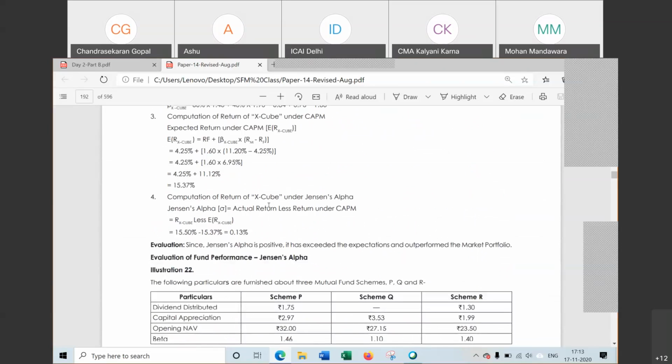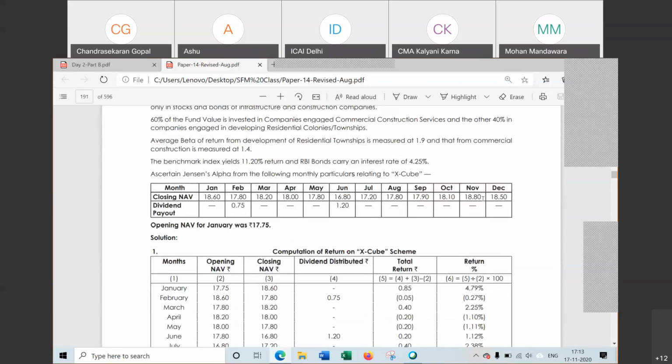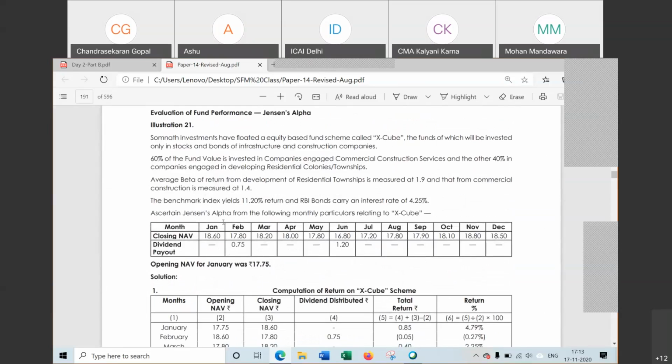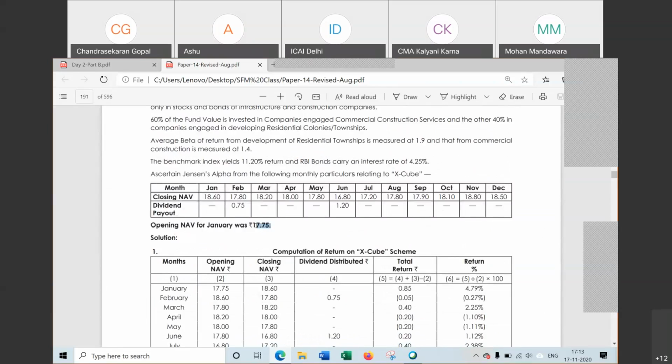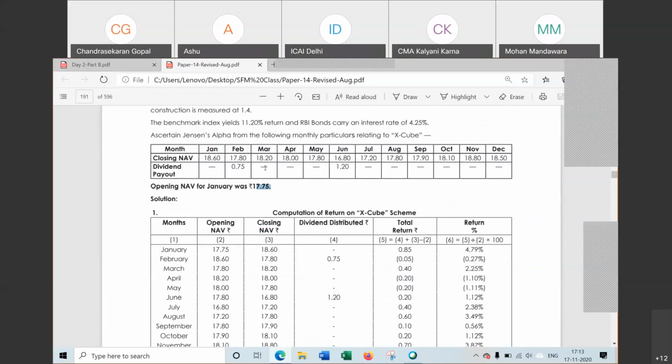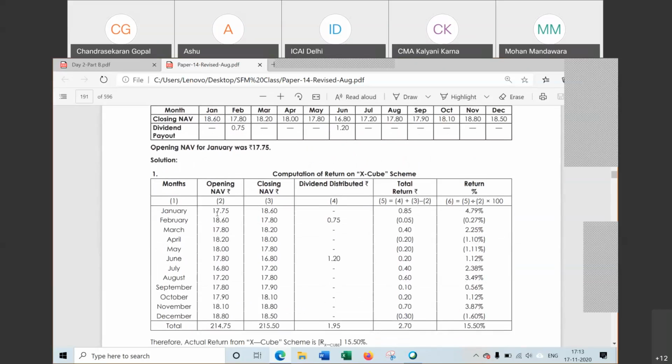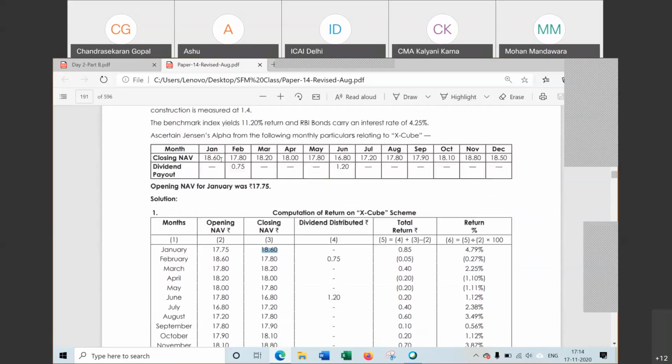Now next we have to find the actual return. For this, values are given to find the actual return. This is the actual return for 1 year, January. Opening NAV for January is 17.75. How to find the return in the case of a mutual fund? Capital appreciation plus dividend plus capital gain distribution, if there is any. But in this case, there is no capital gain distribution, only dividend is given, and closing NAV is given. So we have to find the capital appreciation and dividend. Capital appreciation for January to December: opening is 17.75, closing is given. Capital appreciation will be the difference between 18.6 and 17.75, so it will be 0.85.